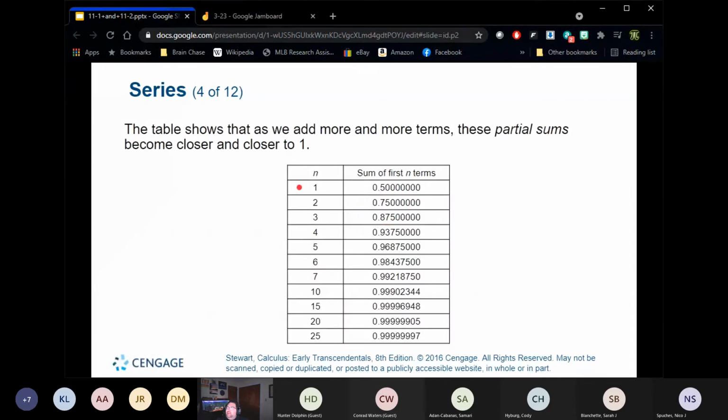So we can look at this one. If I just did the first term, I'd get a half. The second is three quarters, and as I go higher and higher, by the 25th term we're starting to get really, really close to 1. So this series is going to converge to 1. So we have a series that converges as well. No matter what the function piece is, going to infinity, it's getting closer and closer to 1.